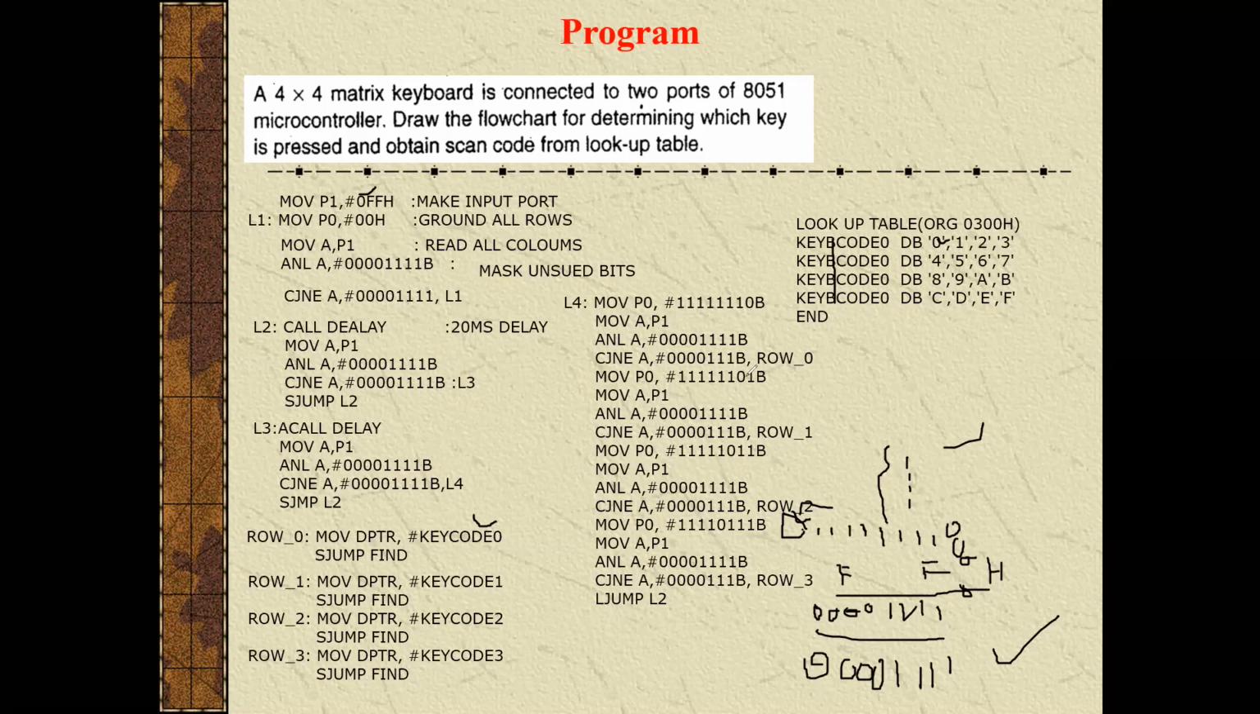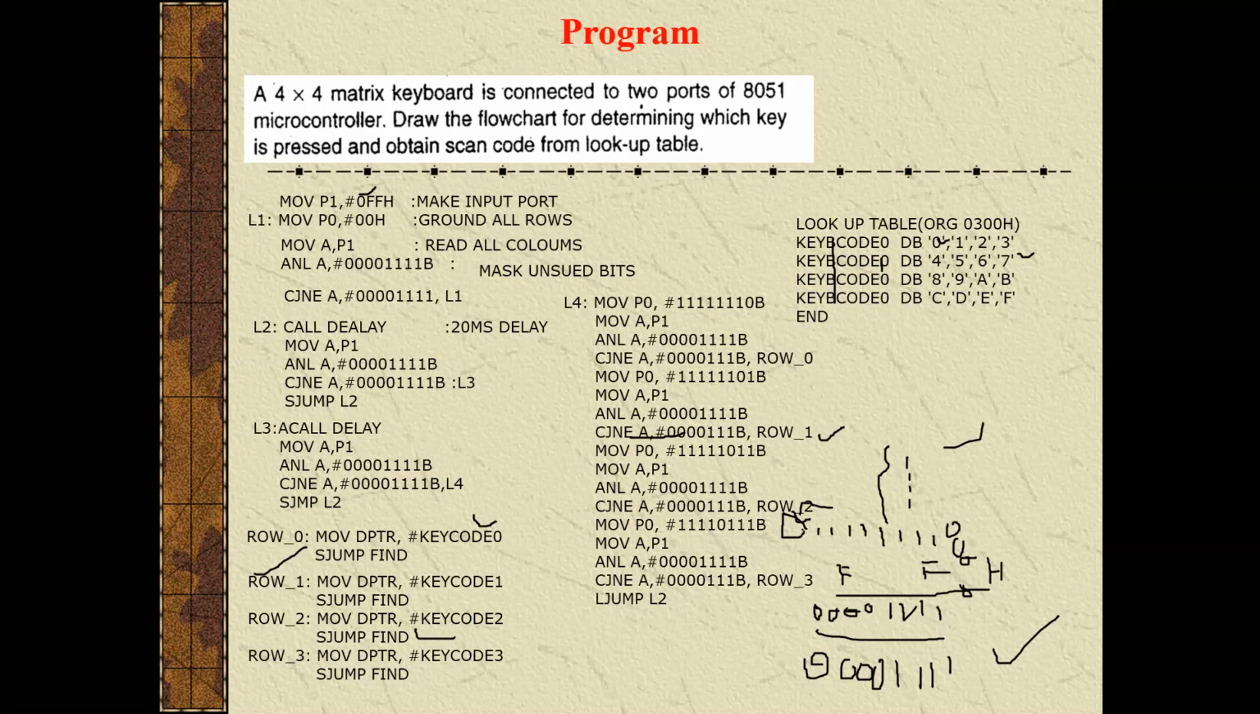similarly, what will happen if these two are not same? It means that at row 1, there is some key pressed at this particular row 1. So then it will directly jump to here. Then it loads this value into this DPTR. So what is inside this key code 1? This data is stored. So at the particular key location, that data will be accessed and it will jump to find. So what is find, we will see later.